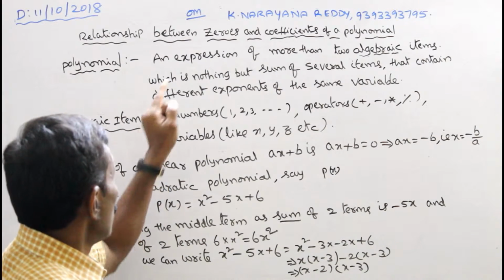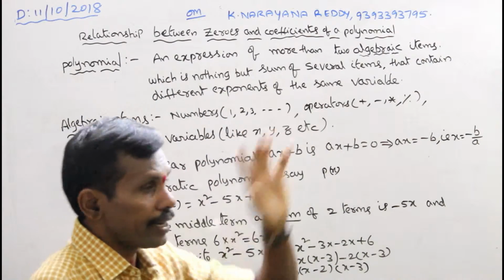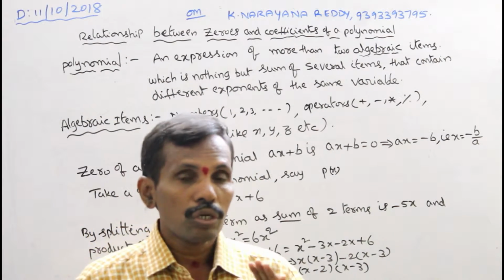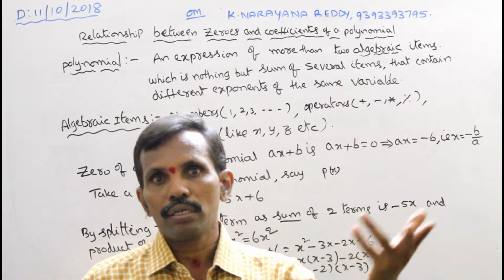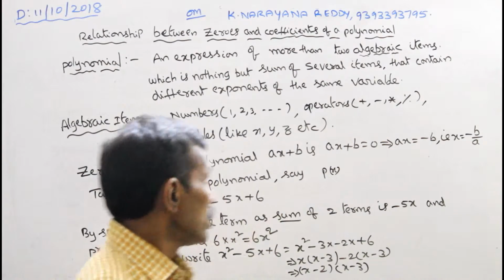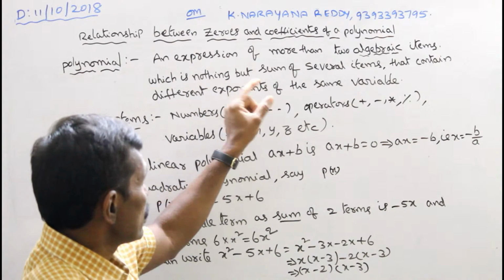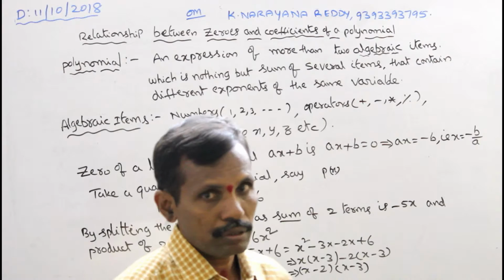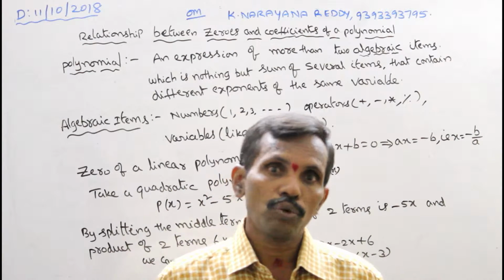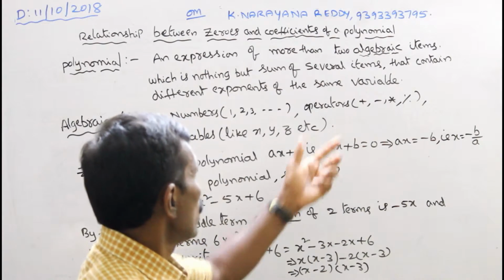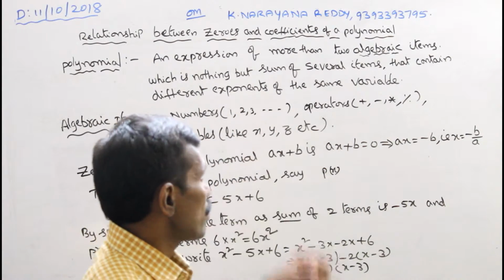But an expression of more than two algebraic items, two or more, is called a polynomial. Which is nothing but a sum of several items, two or more items, that contain different exponents of the same variable.